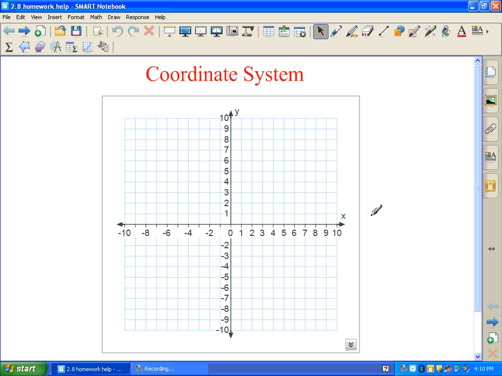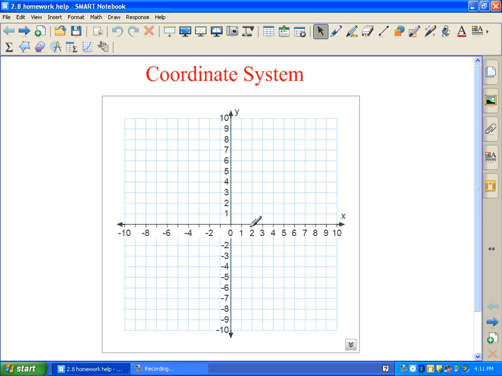Okay, the other thing to remember when labeling a coordinate system, you must mark what you're counting by on here, your scale. Okay, positives go to the right and up, negatives go to the left and down. And you notice that you have to count by the same amount, both going to the right and to the left on the x-axis, and you must count by the same amount going up and down on the y-axis.